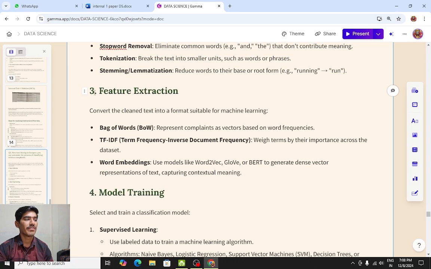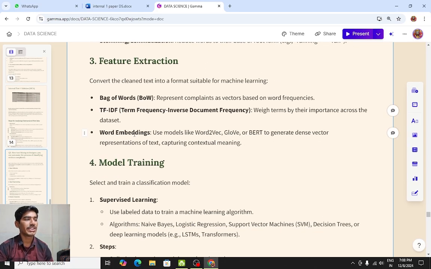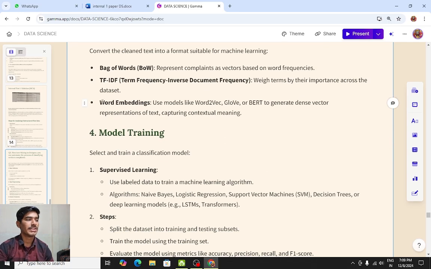The next, third point is feature extraction. Convert the clean text into a format suitable for machine learning. The first point is bag of words, BOW. Represent complaints as a vector based on word frequency. The second is TF-IDF, that means term frequency inverse document frequency. Weight terms by their importance across the dataset. Now the third is word embedding. Use models like Word2Vec, GloVe or BERT to generate dense vector representations of the text, capturing contextual meaning.